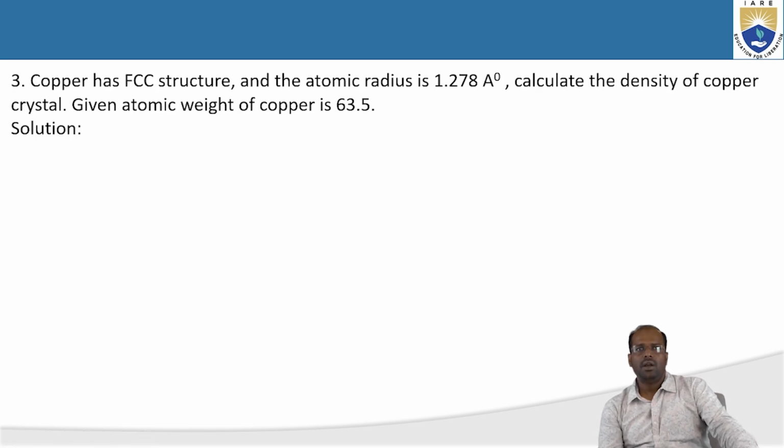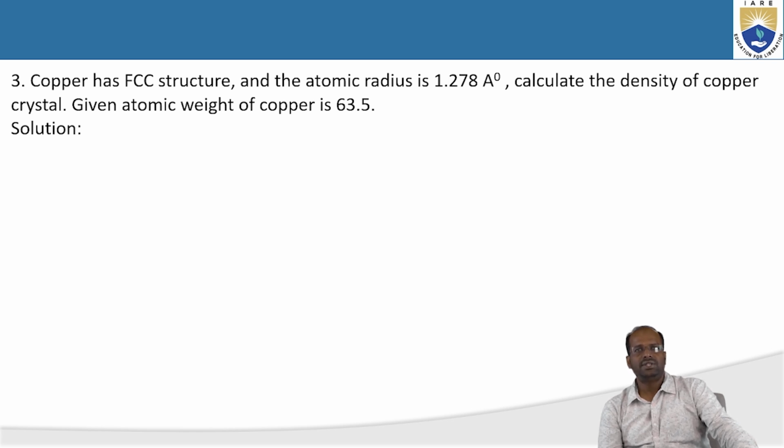Next problem. Copper has a face-centered cubic structure. For face-centered cubic structure, how many atoms? That is 4 atoms. The atomic radius is given. So atomic radius R is equal to A by 2 root 2, R is equal to root 2 by 4 A. That is the atomic radius to lattice constant relation. The atomic radius value given is 1.278 angstrom.